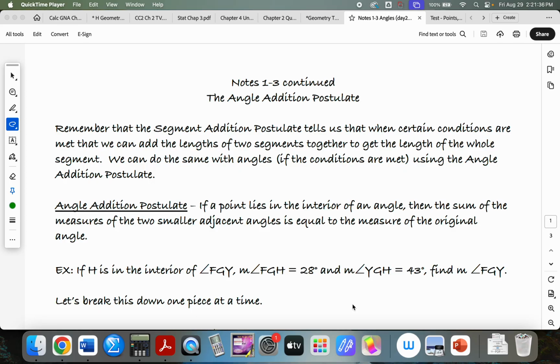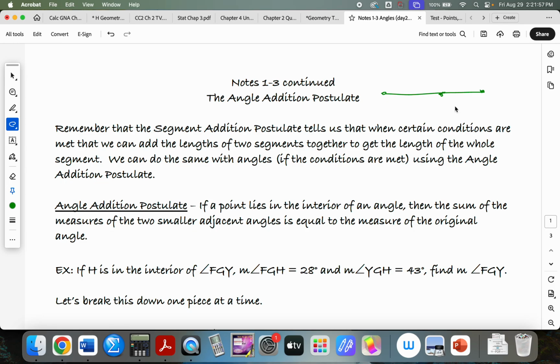From the last unit, you remember that we did the segment addition postulate, which basically said if you have a diagram that looks like this, if I know the lengths of these two parts, I can add them together to get the length of the whole segment, right? That's the segment addition postulate.